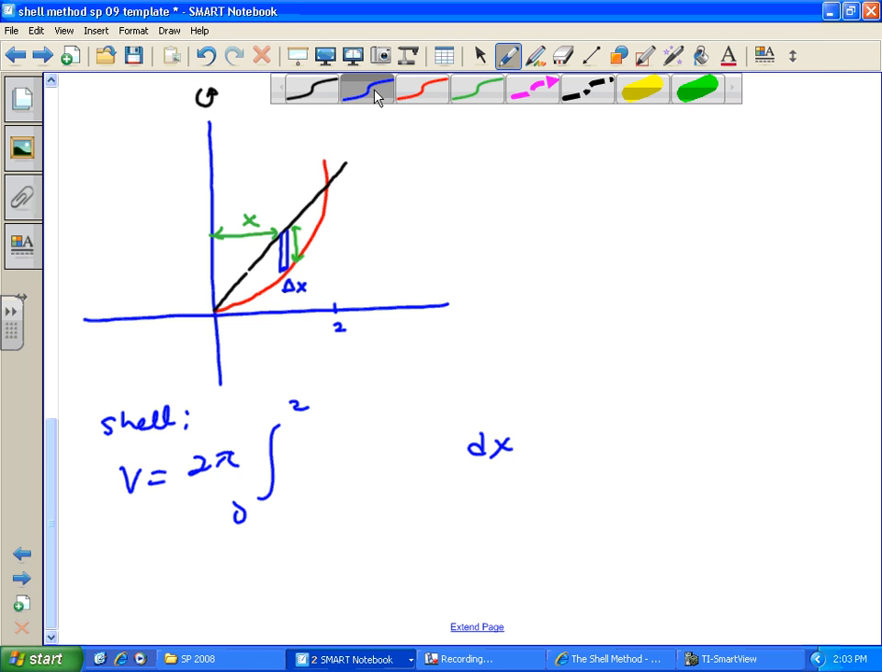And then you're going to need shell height. That's a little bit tricky. We've got to be very careful. Shell radius is x. How about the shell height? In other words, what is the length of that rectangle? That rectangle is bounded on the top by one function and on the bottom by another. So what would be the length of that rectangle? Exactly, Kevin is right. Top function minus bottom function, exactly, Joshua, 2x minus x squared.